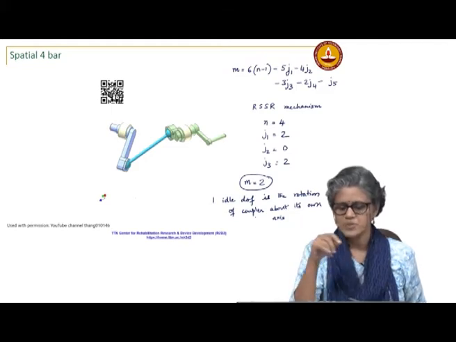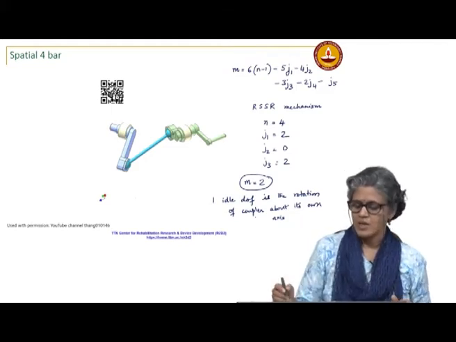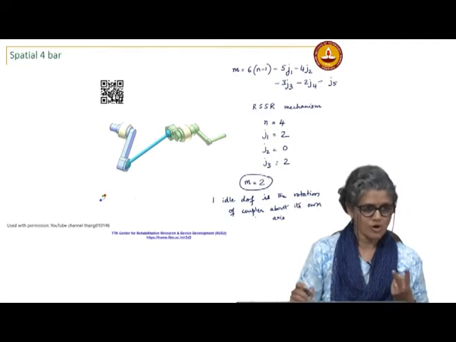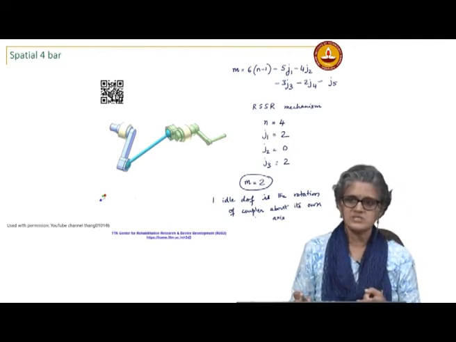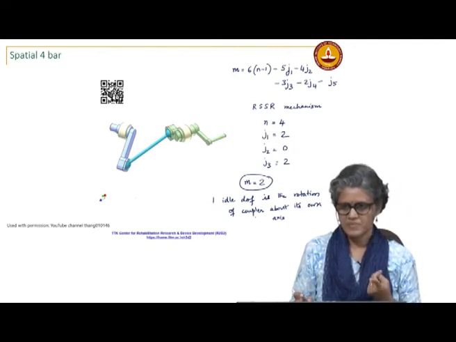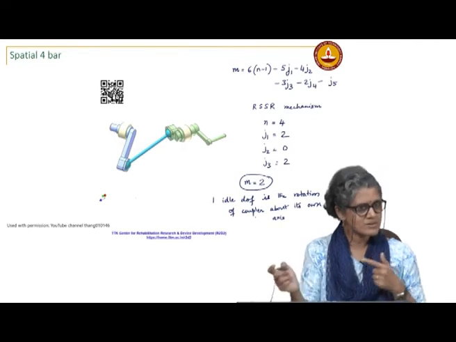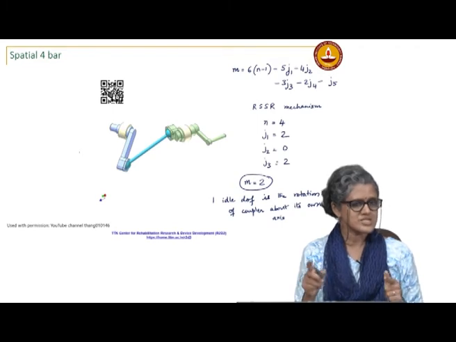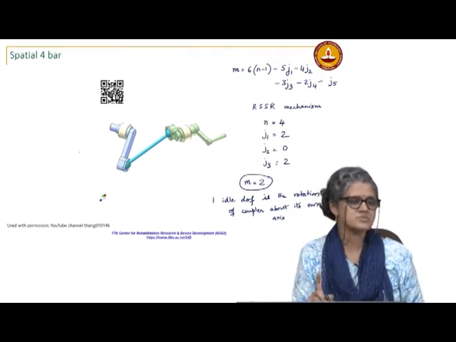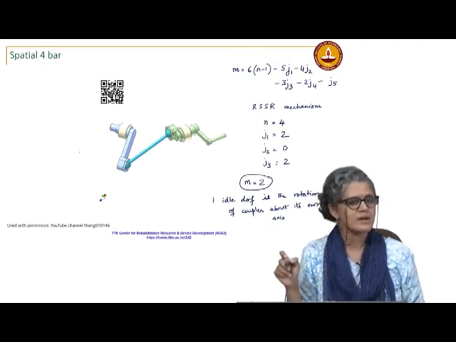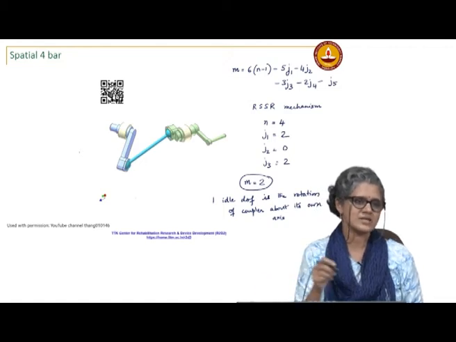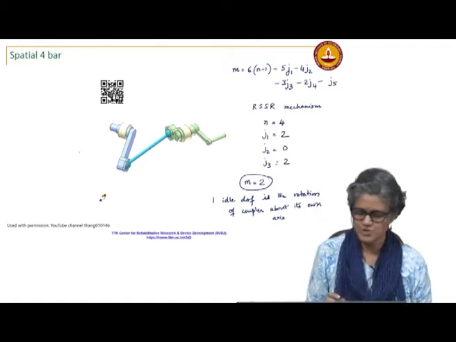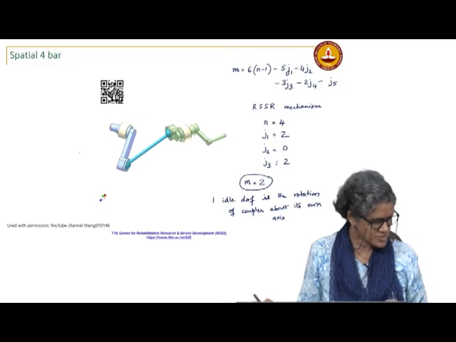Okay. So, the equation is not wrong, this mechanism does have 2 degrees of freedom. Functionally, we are only concerned about this as input, this as output. So, functionally it is a mechanism of mobility 1 and it has an idle degree of freedom, which is the motion of the coupler about its own axis.